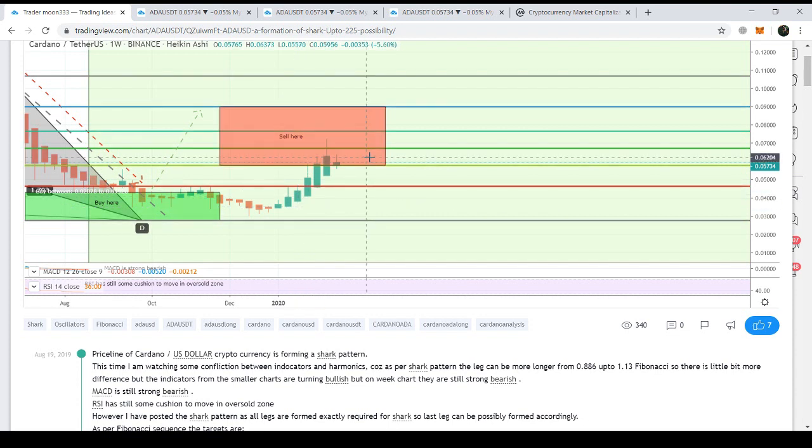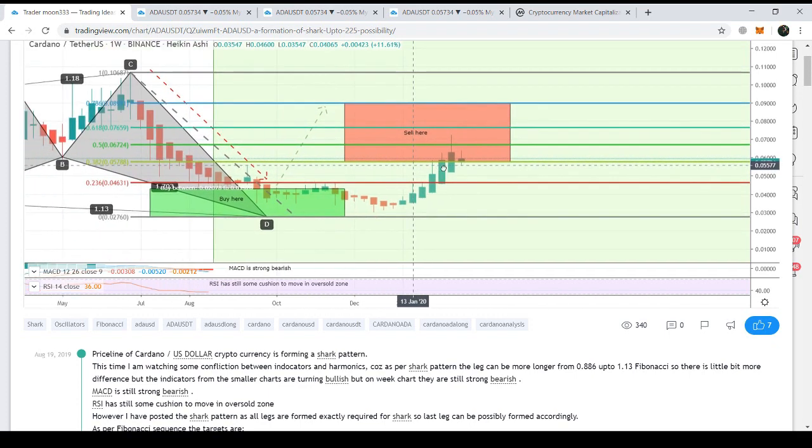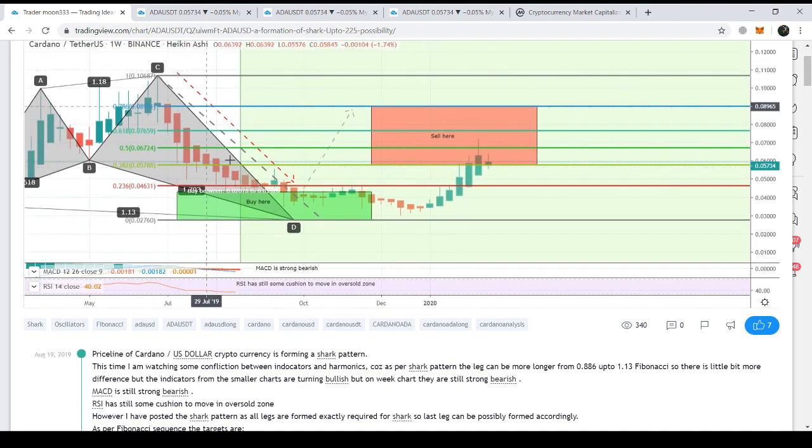Now the price action is using this 0.382 Fibonacci level, because this is the Fibonacci projection area of the C to D leg between 0.382 to 0.786 Fibonacci, which we use as a sell zone or potential sell zone of a bullish shark pattern. Therefore, now the price action has entered this sell zone, and the price line is using this 0.382 Fibonacci level as a support now.